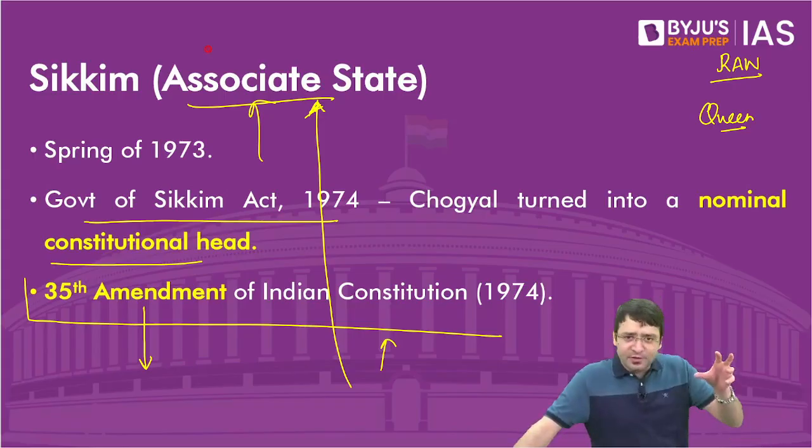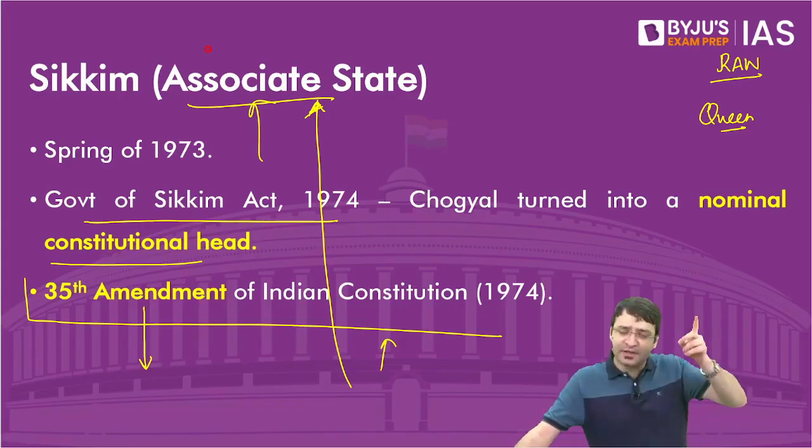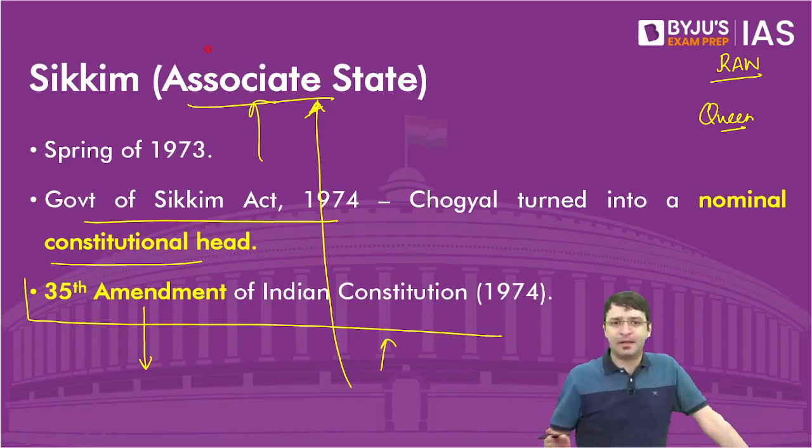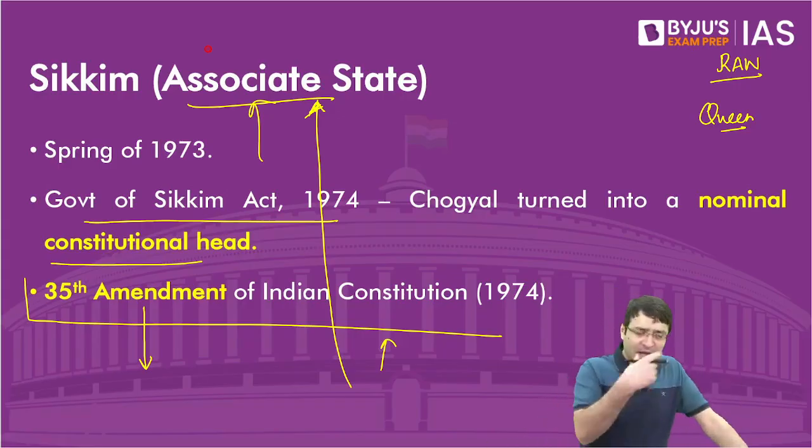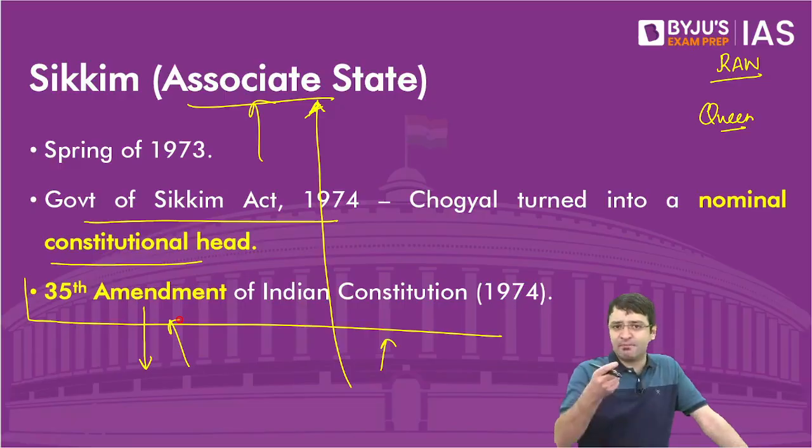When this Government of Sikkim Act was passed, Chogyal was converted into a nominal constitutional head. And then he started traveling to different parts of the world, alleging that India is fueling these protests and violating his sovereignty. The government of India asked the Parliament to amend the Constitution. The 35th Constitutional Amendment Act was passed, and Sikkim became an associate state.